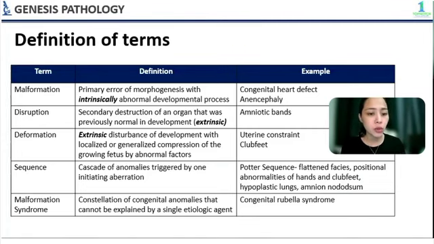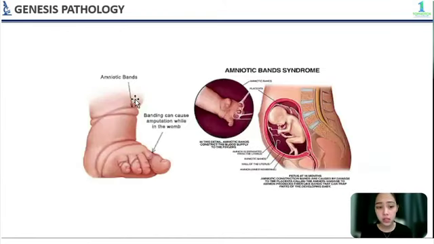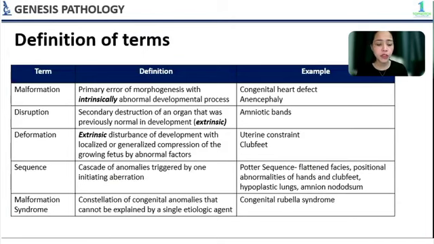Next are disruptions. So these are secondary destruction of an organ or body region that was previously normal in development. So in contrast to your malformation, these are caused by extrinsic factors. Okay? Example, yung amniotic band syndrome. So yung amniotic bands, na-encircle niya or nako-compress yung different parts ng fetus. Pwedeng mag-cause ng amputation, ganun. So these disruptions, they are not heritable. So they do not pose an increased risk in subsequent pregnancies. Next, deformation.